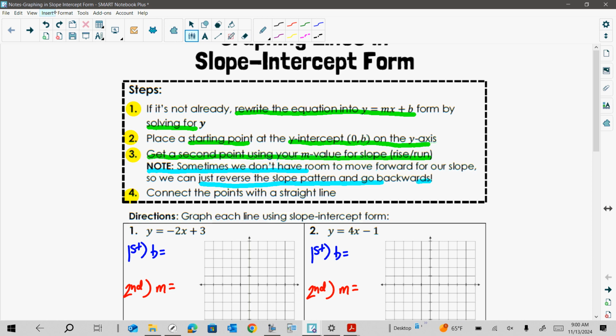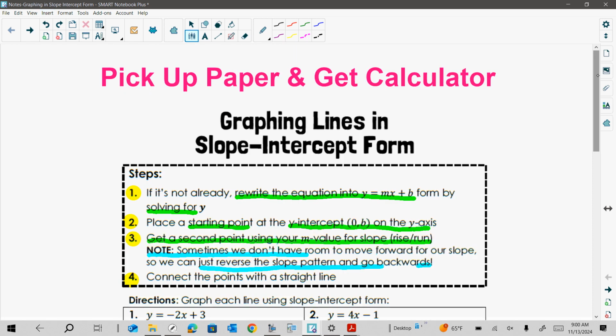All right, so there's 4 steps for graphing, and the first one we're gonna graph using slope-intercept form. That form is basically when we do y equals mx plus b. Okay. So let's add some of these things to our notes, and we're gonna follow our steps to solve.